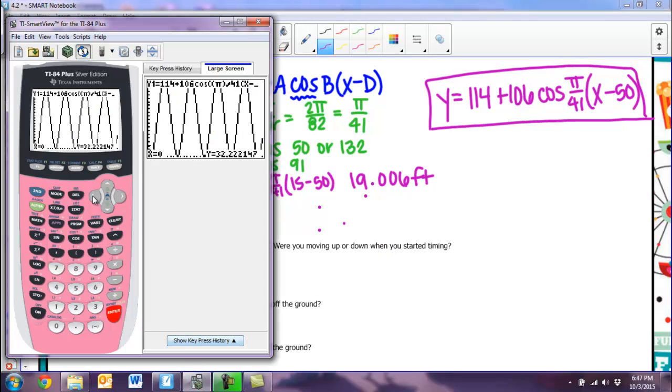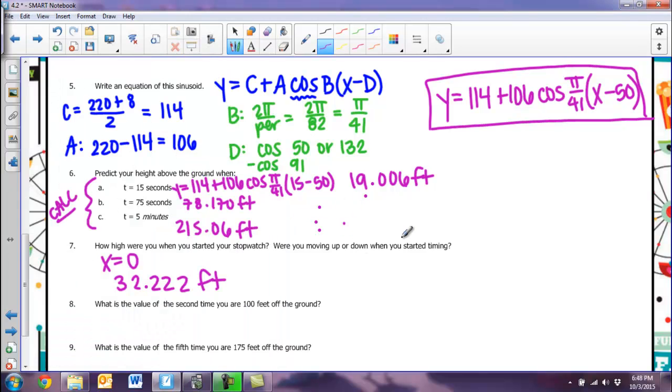It asks me, were you moving up or down when you started timing? And so when I look here, it's kind of hard to see because my window totally squished it. But if I look at my graph, here was 0. And if you notice on your graph, you are actually moving down. You weren't moving upwards, you were taking the descent. And that makes sense because you kind of went up your Ferris wheel a little bit and then you came back down to start taking your journey around. So you were moving down. You just have to look at the picture for that.